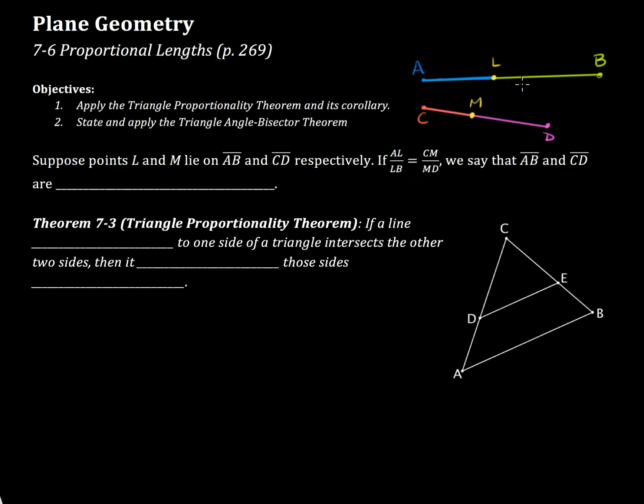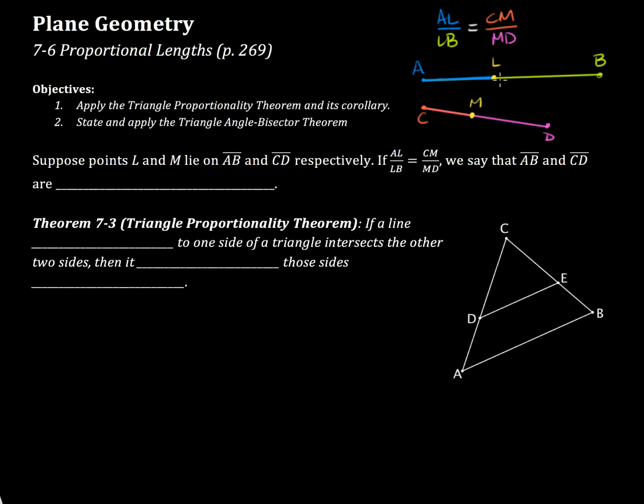Suppose that we have these two segments, segment AB and segment CD, and point L is on segment AB, and point M is on segment CD. With this arrangement, we end up with a proportion that says AL over LB is equal to the ratio of CM over MD.